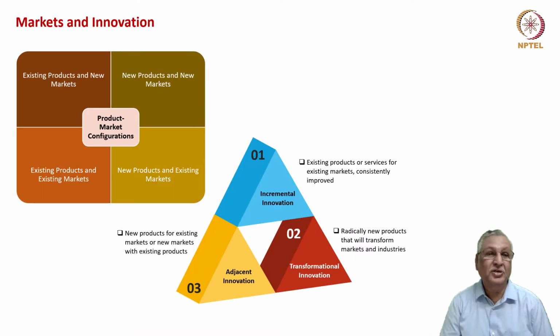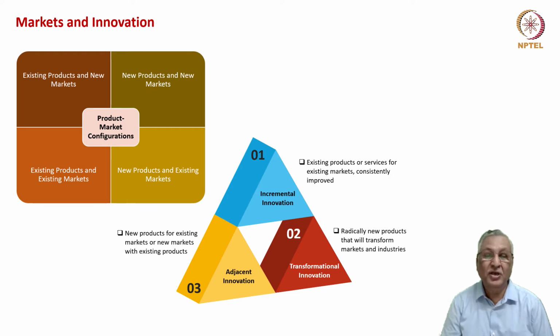We have earlier considered the product market matrix. We said that there could be 4 types of product market configurations. 1. Existing products serving existing markets. 2nd. New products serving existing markets. 3rd. Existing products serving new markets. And 4th, and the most important for innovation, new products serving new markets. In fact, new products creating new markets.